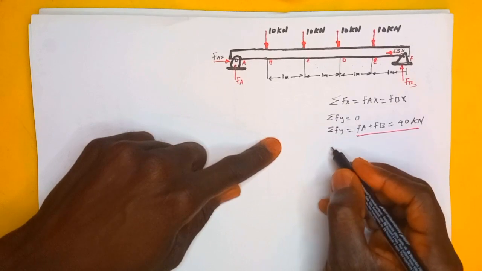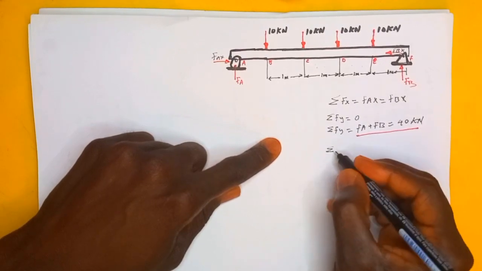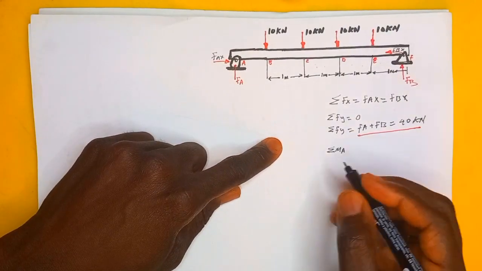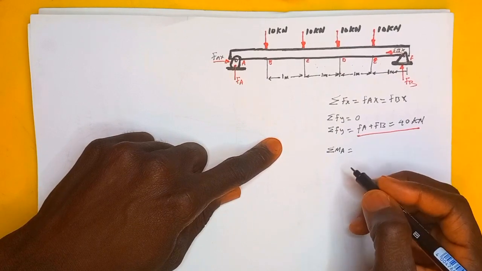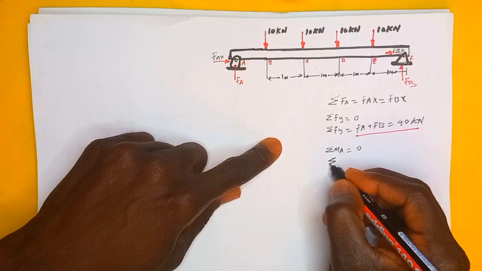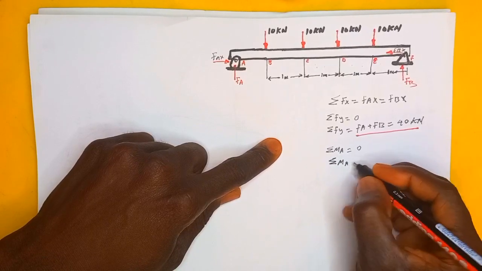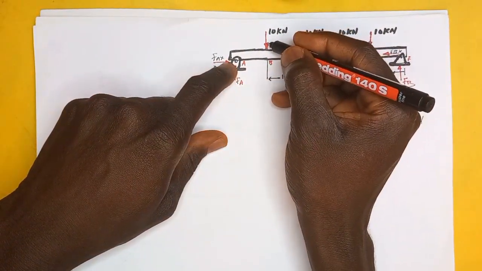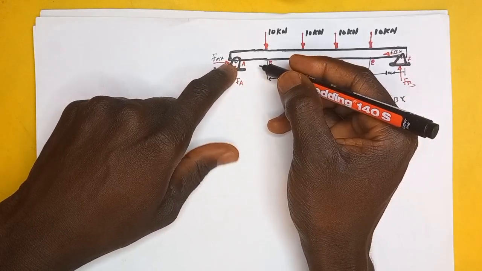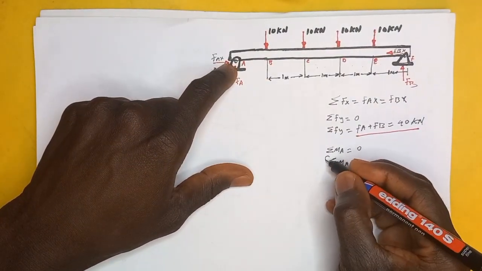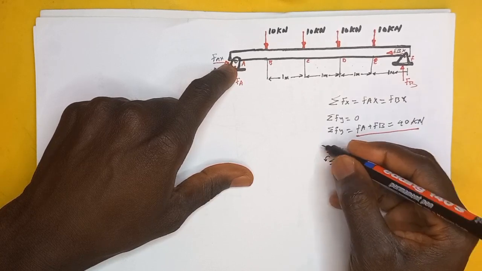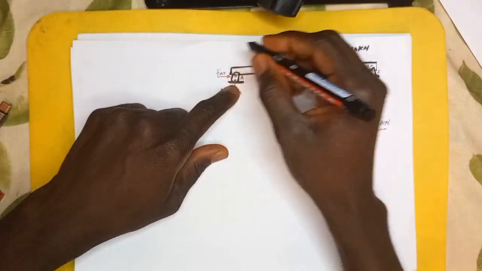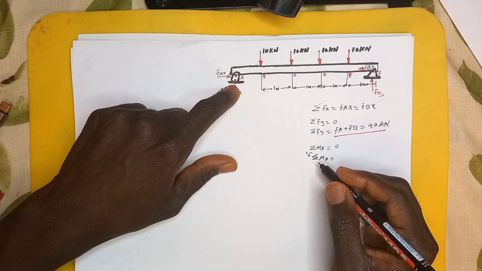that is going to be the sum of the moments at point A here. Considering point A is going to be equal to 0 here, right? And so we are going to consider this direction at point A. I'm going to start from this direction, the 10 kilonewton force, with counterclockwise as positive and the clockwise direction as negative, right?